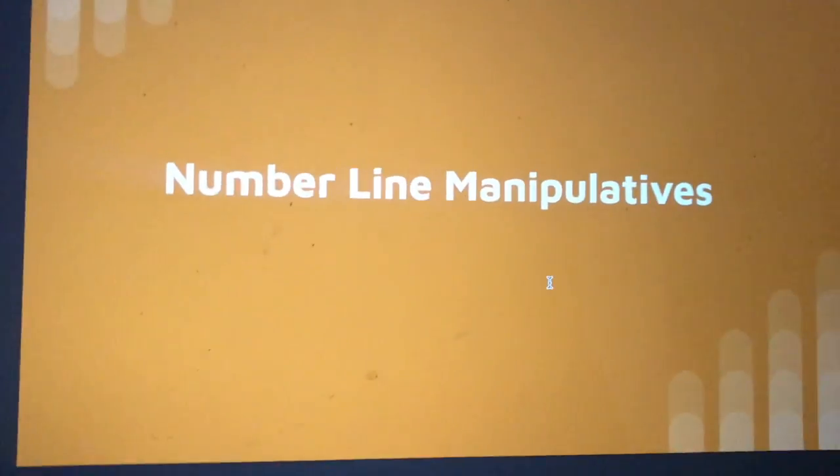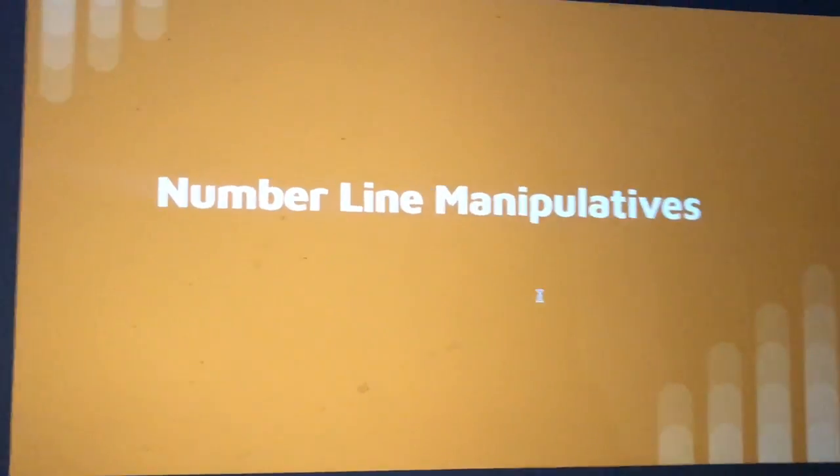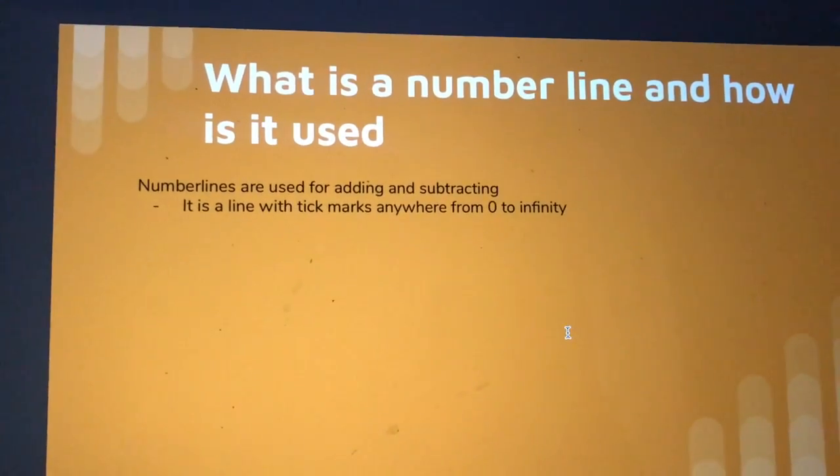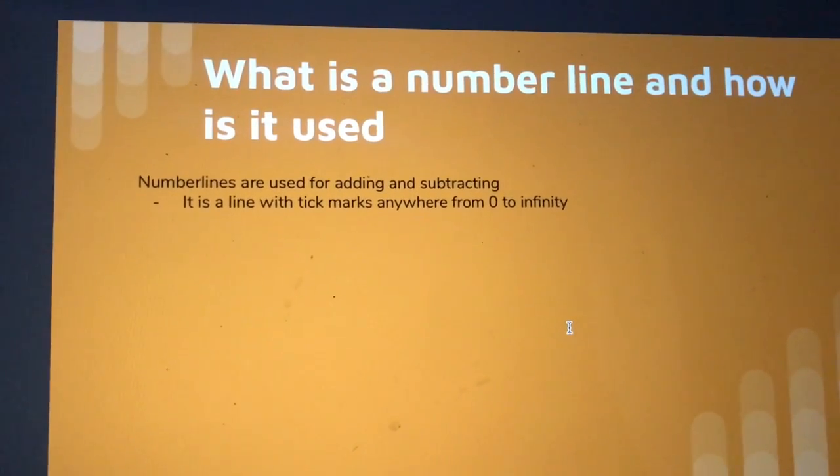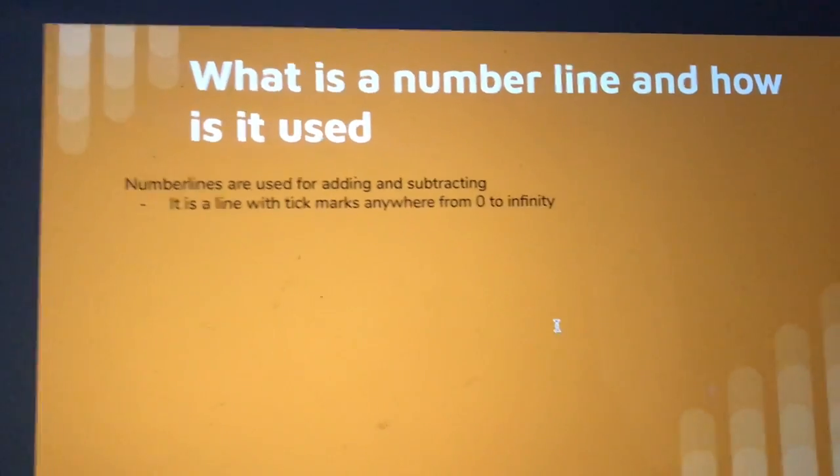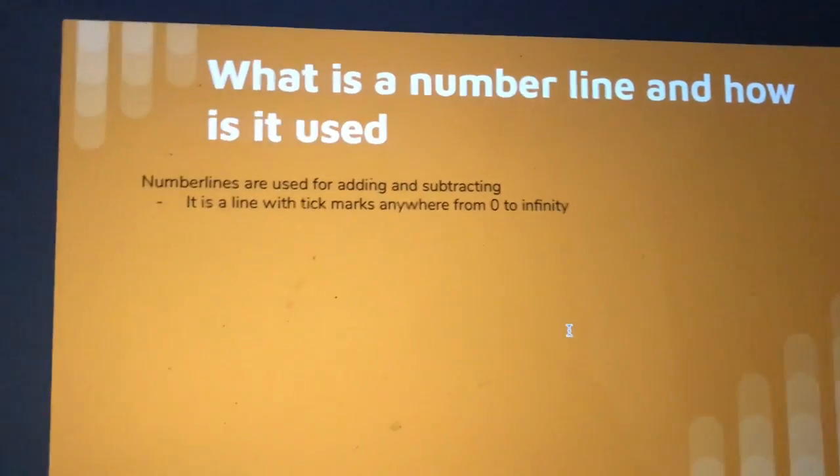Next is number line manipulatives. What is a number line and how is it used? Number lines are used for adding and subtracting. It is a line with tick marks anywhere from 0 to infinity.